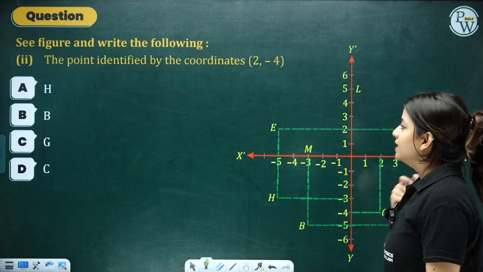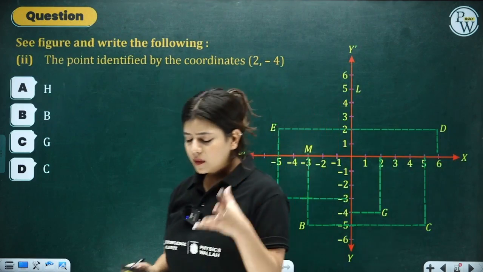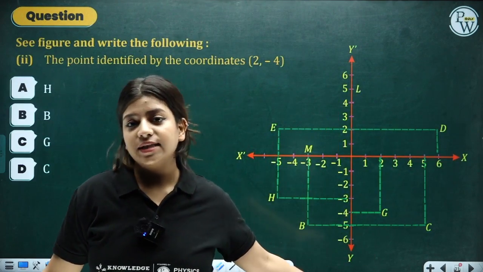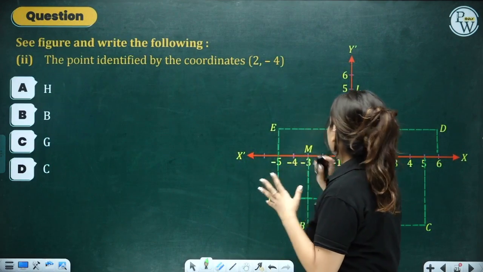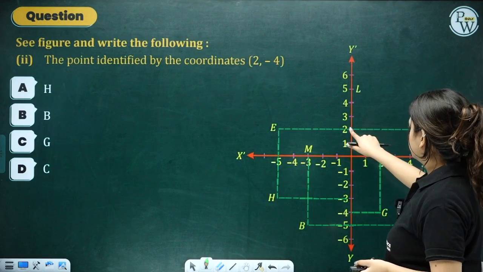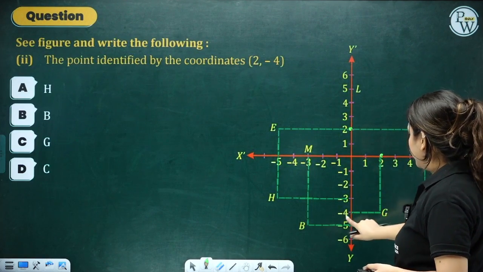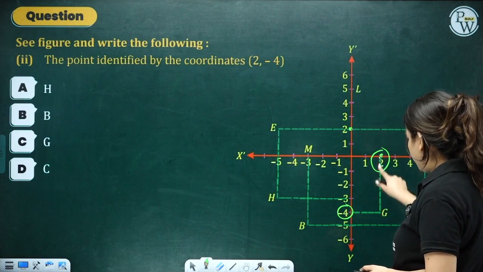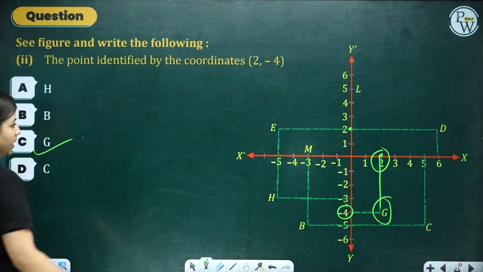Next question says, the point identified by the coordinates 2 comma minus 4. This means which of the points among these have the coordinates 2 comma negative 4. So 2 comma negative 4, here is your 2, right? X is 2, y is negative 4, over here it is, and the point is G. So option number C will be the correct answer.